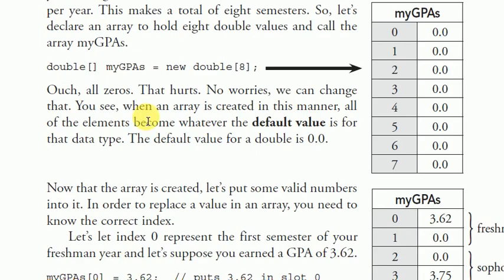For example, we have declared an array myGPAs, and its data type is double, and 8 is basically the length of the array, meaning 8 values can be stored in it. So there will be 8 blocks, and all will have 0.0 because we did not enter or save any value in any block of the array.